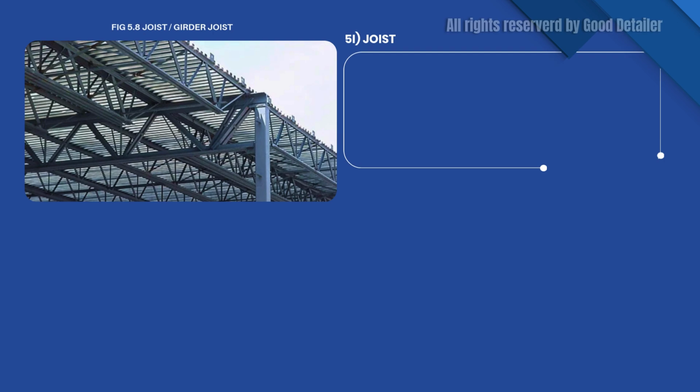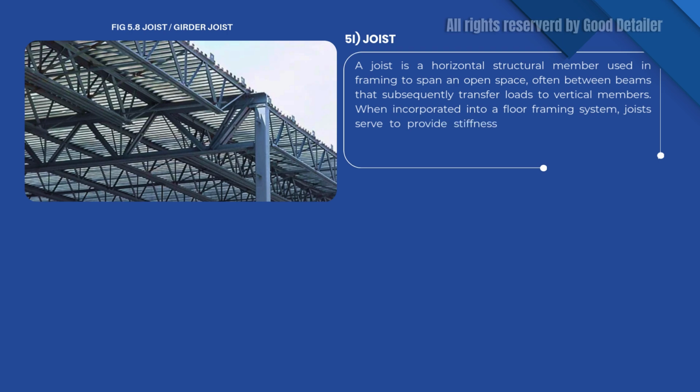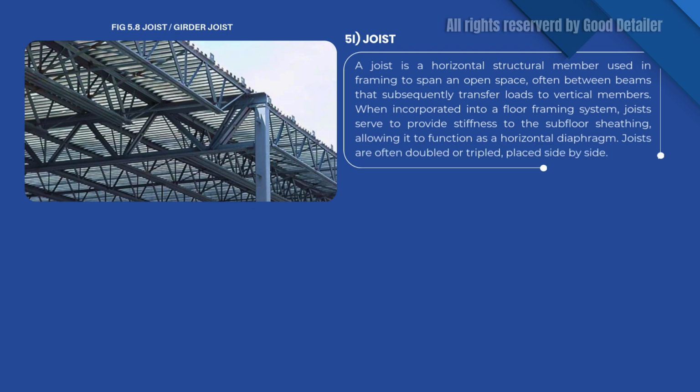5I. Joist. A joist is a horizontal structural member used in framing to span an open space, often between beams that subsequently transfer loads to vertical members. When incorporated into a floor framing system, joists serve to provide stiffness to the subfloor sheathing, allowing it to function as a horizontal diaphragm. Joists are often doubled or tripled, placed side by side.